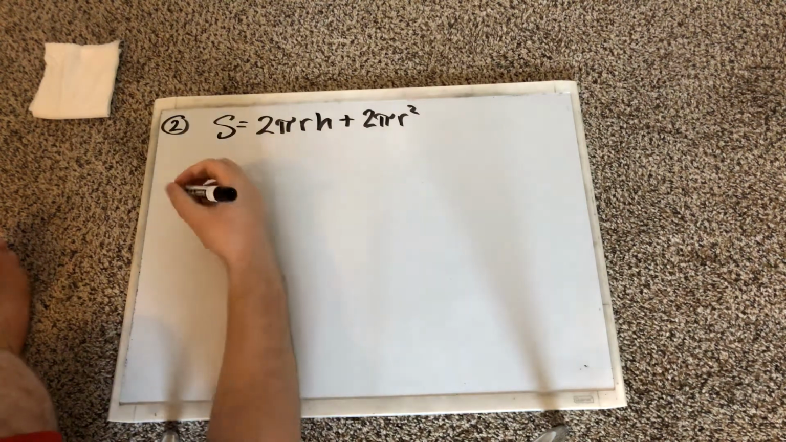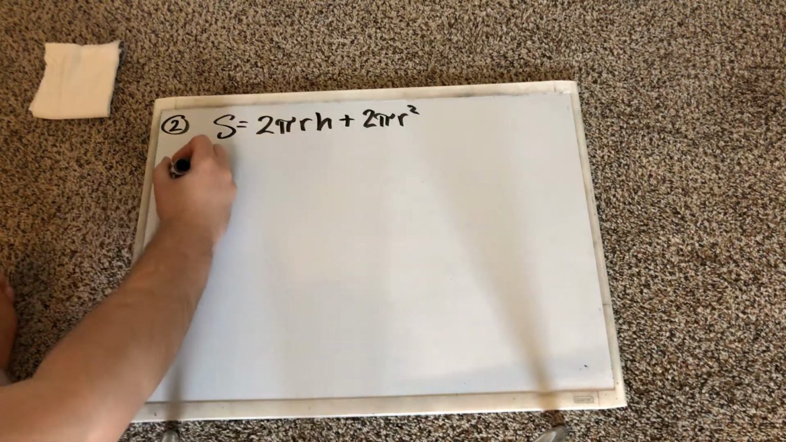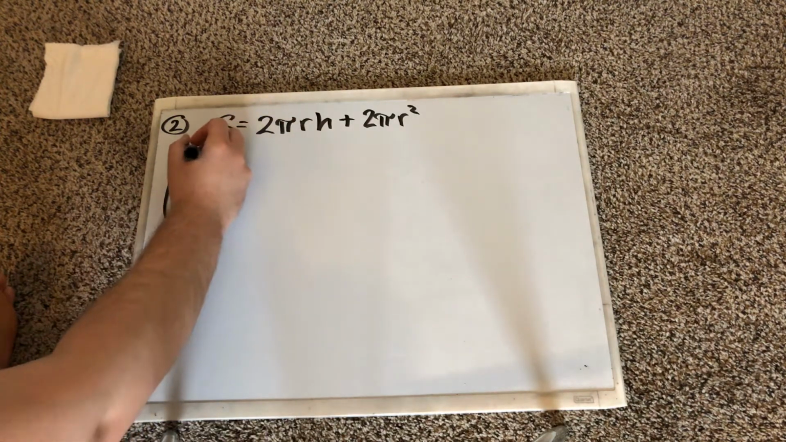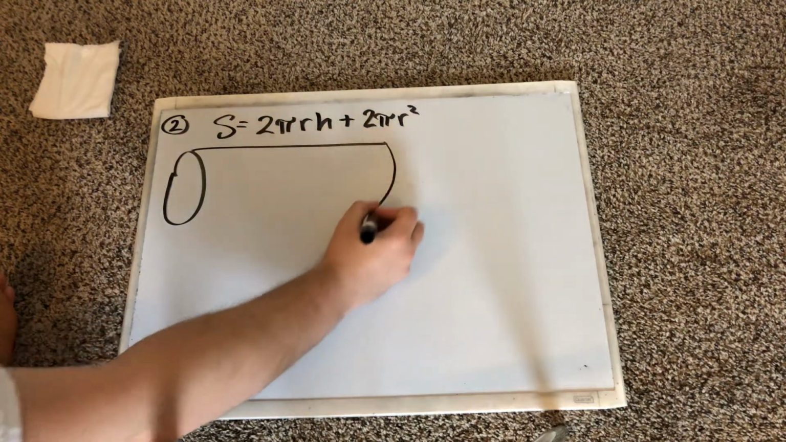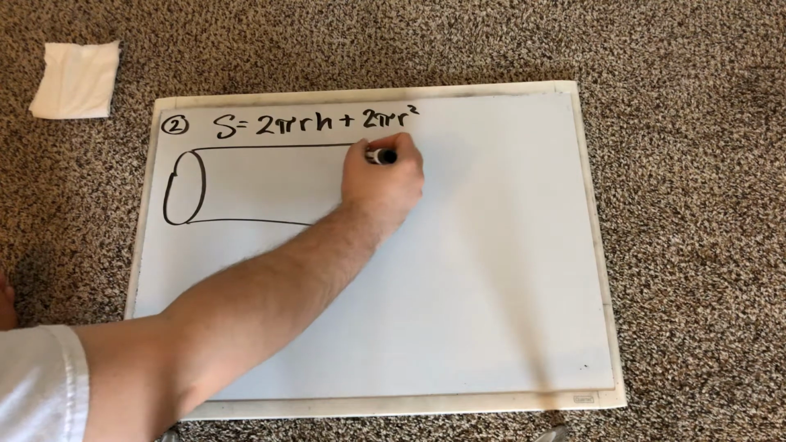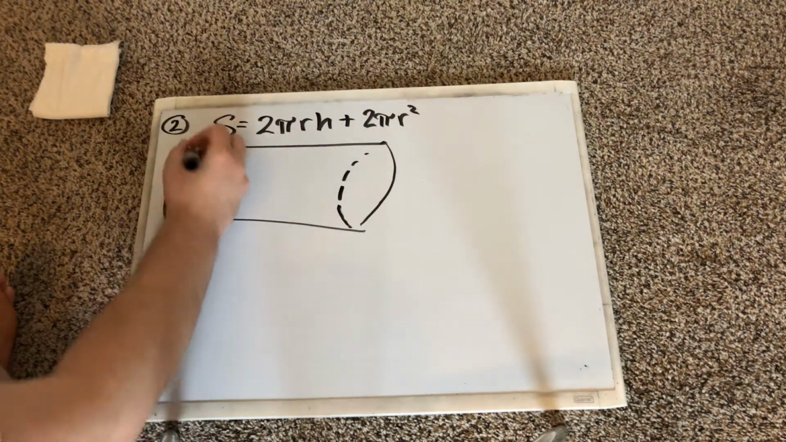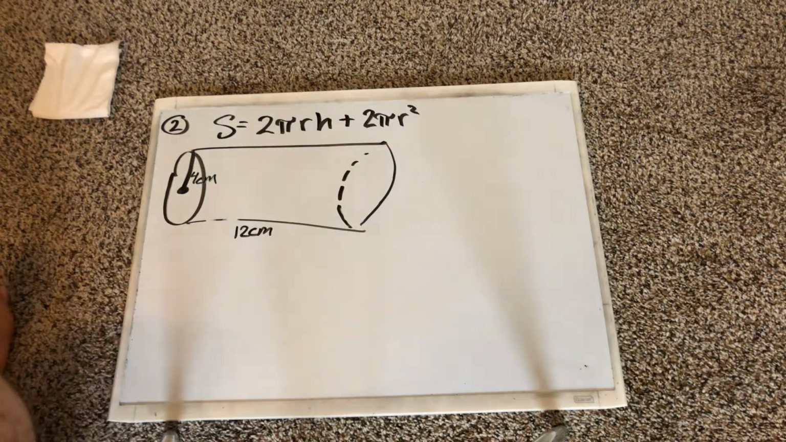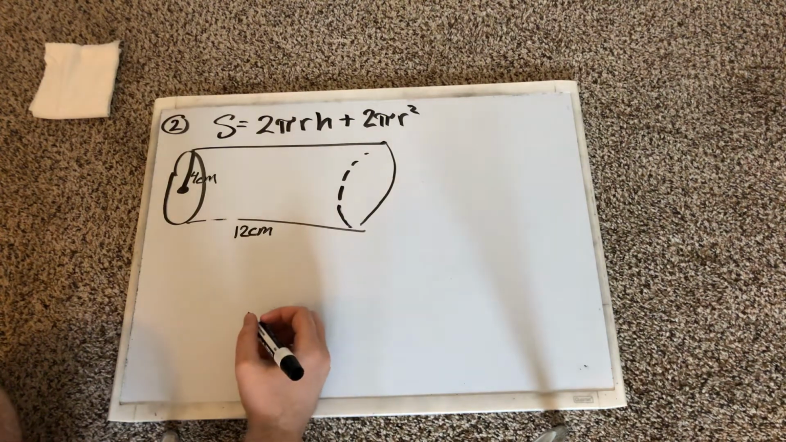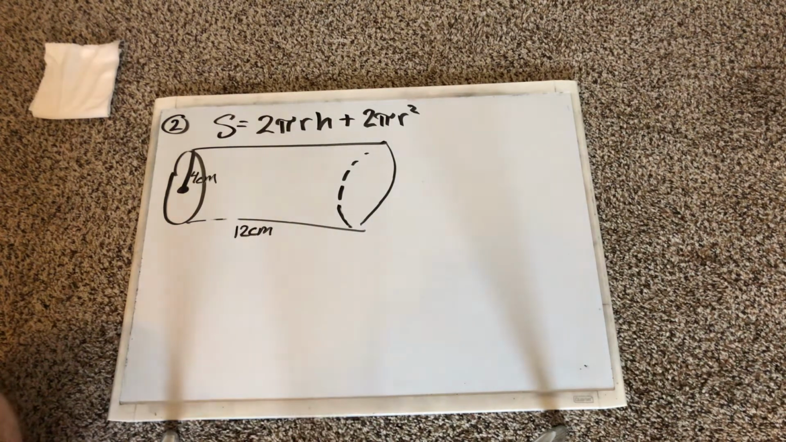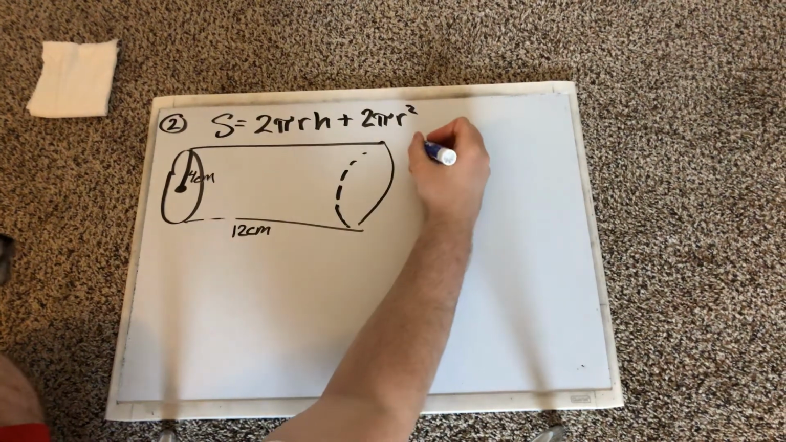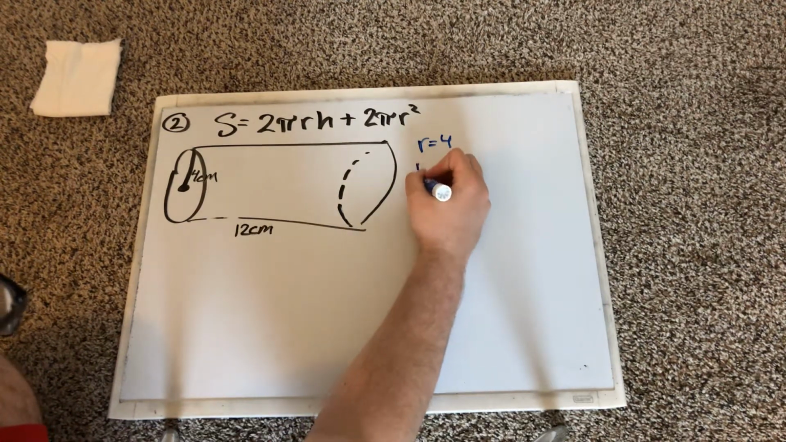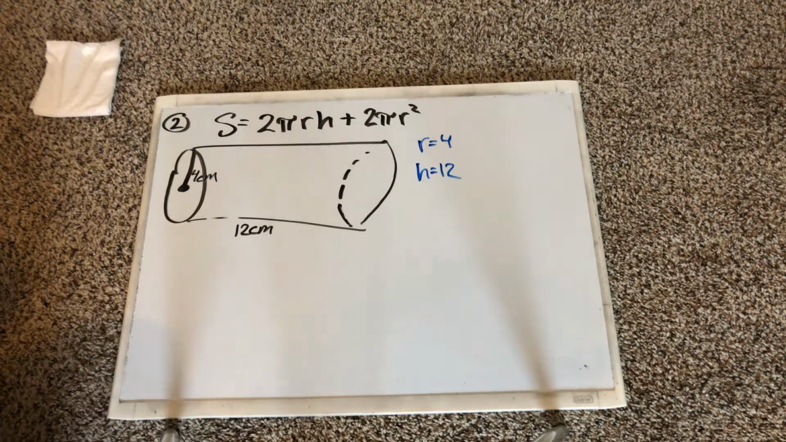So, time to get my drawing skills. This is not the best drawing, but it works. And that's 4 centimeters, 12 centimeters. Okay. So, what you can do is, we'll just label some stuff just like we did last time. Radius, pretty clear, it's 4. The height is 12. So, let's plug that information into our formula.